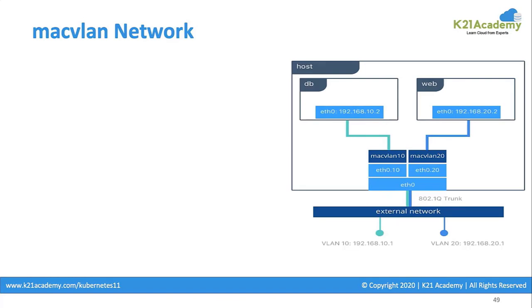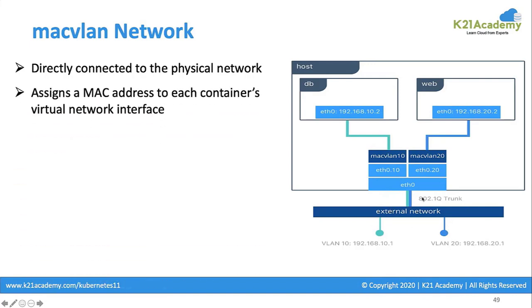MacVLAN type of network. This is another type of driver plugin which can be used to establish networking for the containers. And MacVLAN is normally used when you want to directly connect to the physical network. So here, you would see there are 2 different VLANs to which my host is connected, and it has 2 different Ethernet interfaces with respect to those MacVLANs. So eth0 is now divided into 2 portions, one for MacVLAN 10 and the other for MacVLAN 20. One belongs to this green VLAN and the other belongs to this blue VLAN.